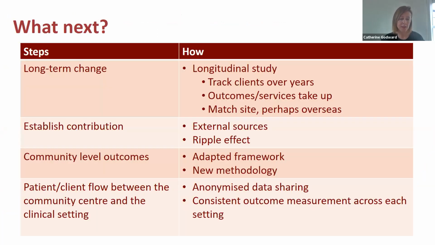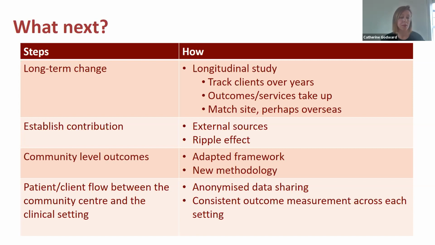So what next for us? There are lots of things that we want to do. We want to be able to undertake a longitudinal study to be able to track clients over many years, because as Emma was saying, the relationship with Bromley by Bow is not episodic. We need to see what else happens, and also people engage in other services, not just in Bromley by Bow, with Bromley by Bow. We want to be able to establish contribution.